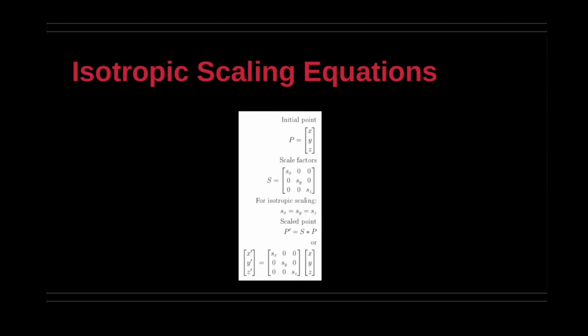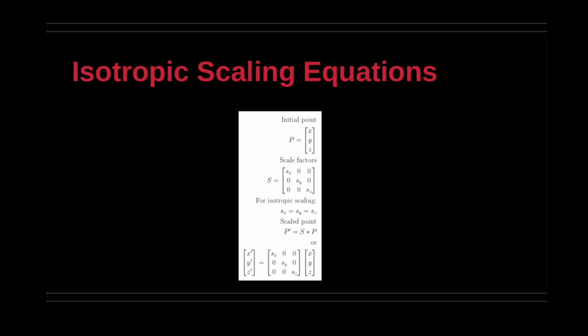The initial point P is expressed as a column vector. The scale factors are the diagonal elements in the matrix S. For isotropic scaling, the scale factor is the same for all diagonal elements. The scaled point is calculated by multiplying the scaling matrix S with the initial point P.